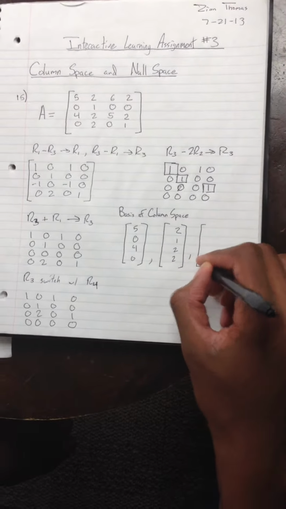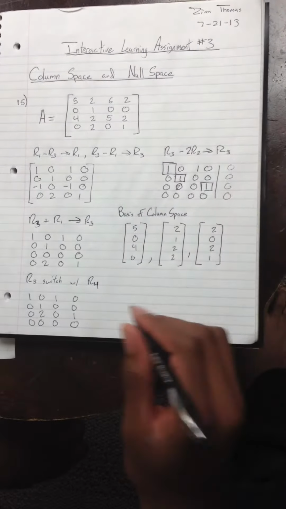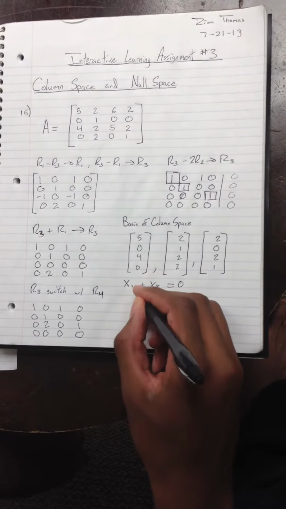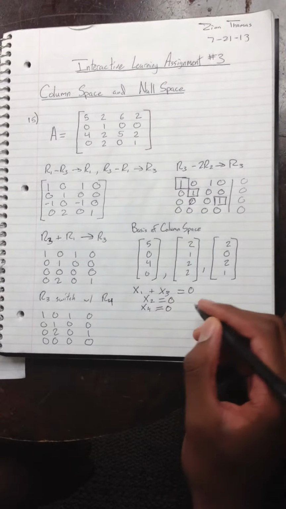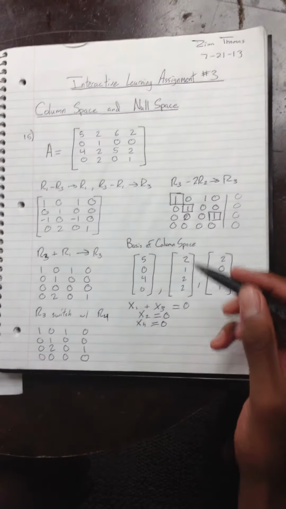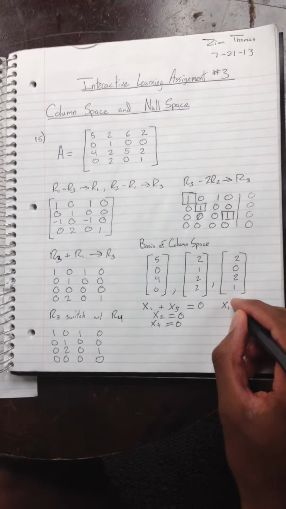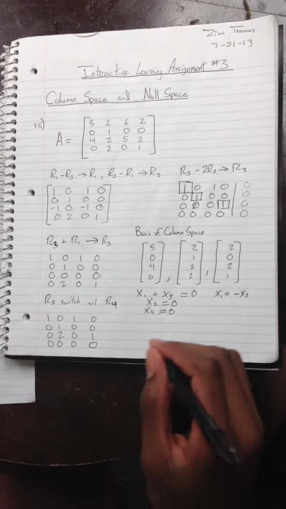So now I have to find the basis of the null space. And the null space is whatever vector you can multiply by A to get the 0 vector. So I'm going to use this, already in row reduced echelon form, augmented with the 0. I have x1 plus x3 equals 0, x2 equals 0, and x4 equals 0. And I want to write the pivot positions in terms of the free variables, which would be x3 in this case. So x1 equals negative x3, and these other 2 pivots equal 0.